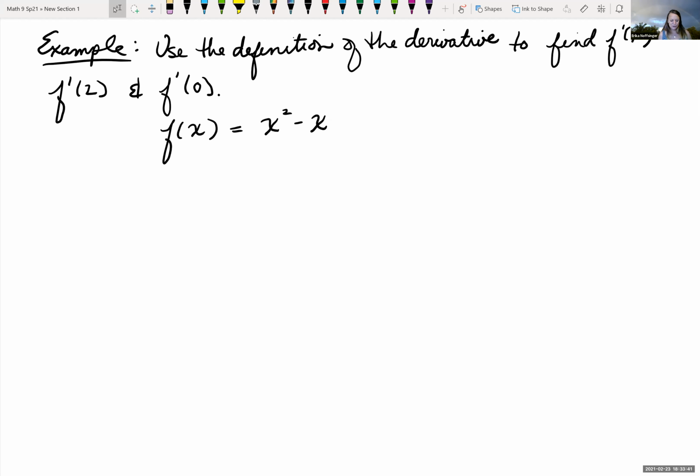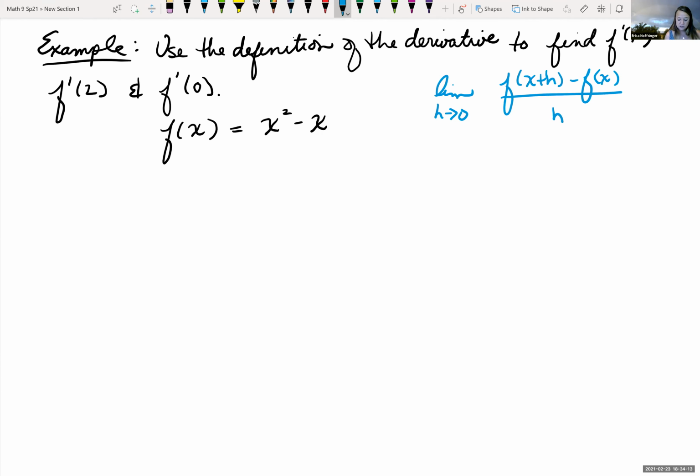So now we're going to use the definition we just used for the derivative to find the derivative of f of x, to find the derivative when x is 2, so f prime of 2, and the derivative when x is 0, f prime of 0. And so again, we can look at the definition of derivative, which is the limit as h approaches 0 of f of x plus h minus f of x all over h.